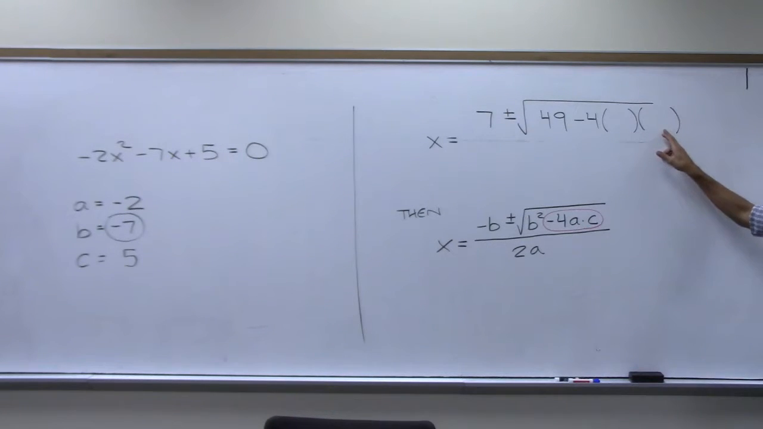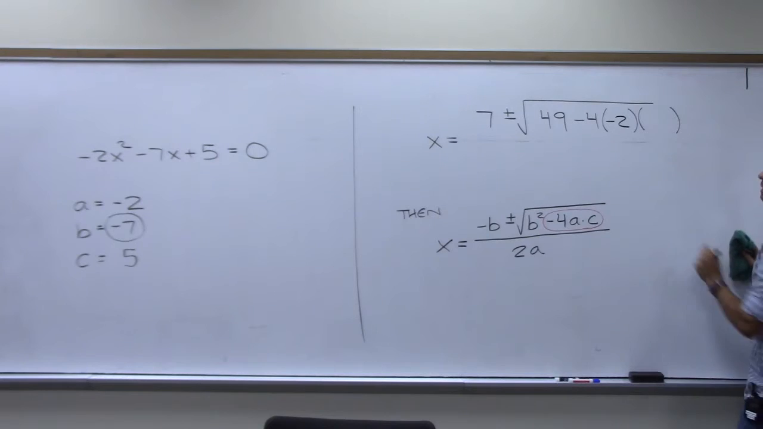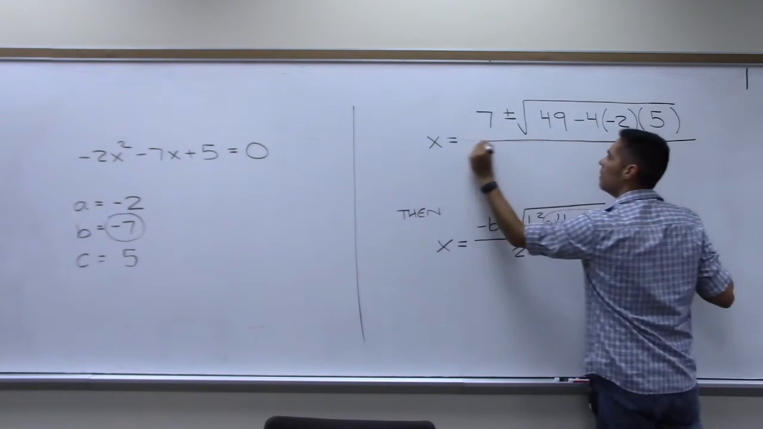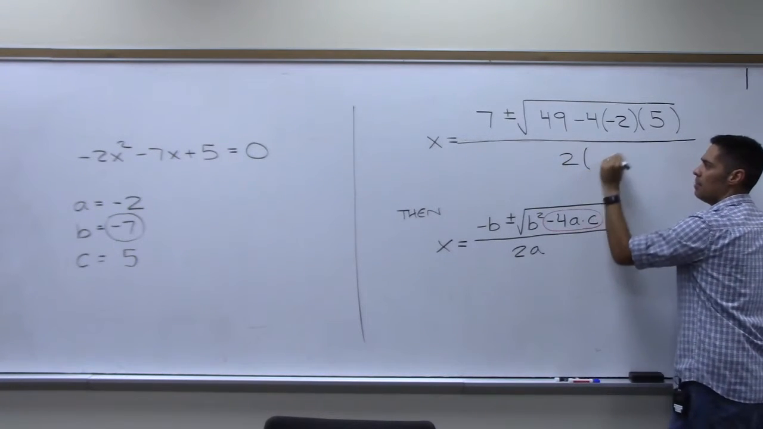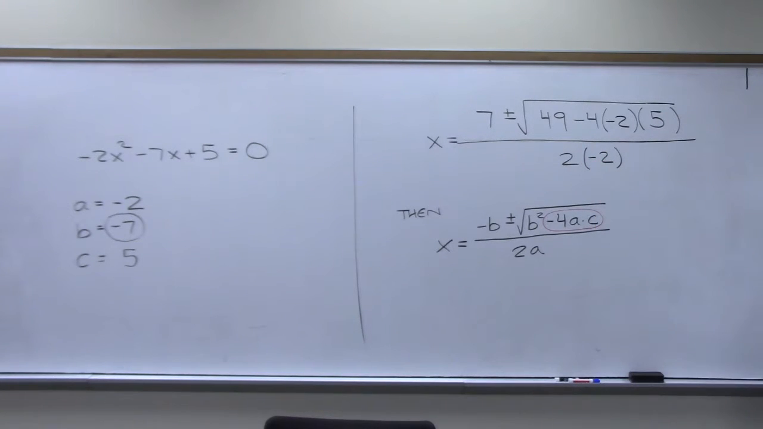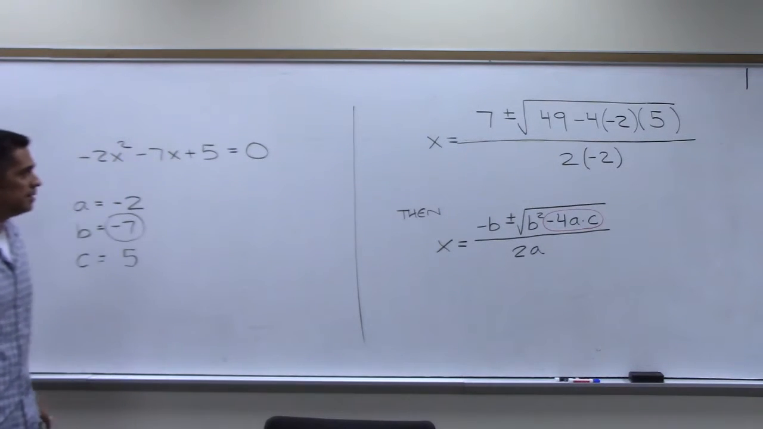A and then C. A is what? Negative 2, and C is 5. Then this entire thing divided by 2 times A. So I'm going to do another parentheses. A is negative 2. That's just me plugging everything in. That good? We're not done, but is that all right?